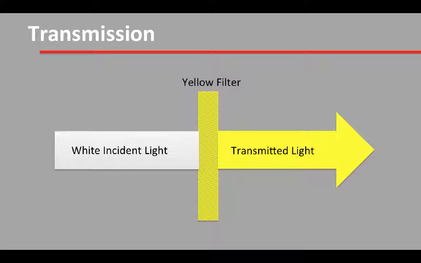In this example, we've got a yellow filter, with white incident light coming from the left-hand side. It travels through the yellow filter and results in transmitted light. So what is the transmission in this instance? The transmitted light is a yellow light because it has traveled through a yellow filter. When we place a yellow filter over our eyes, everything turns yellow because we're now viewing the result of the transmitted light, which is yellow. But let's define this and break it down a little bit more.